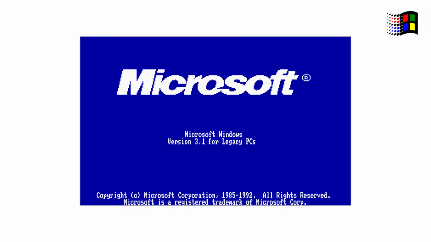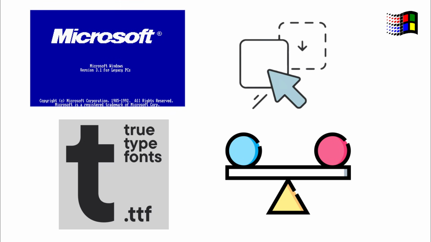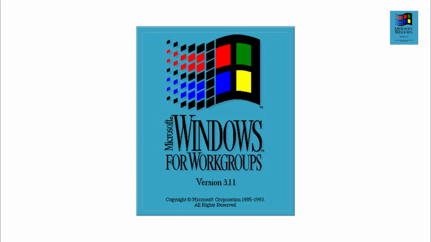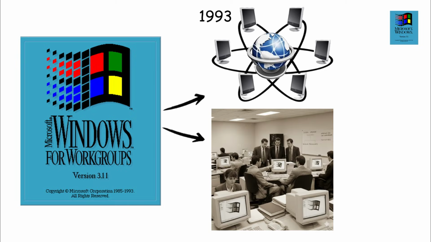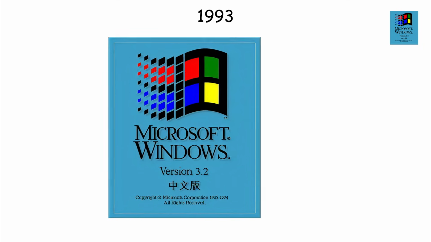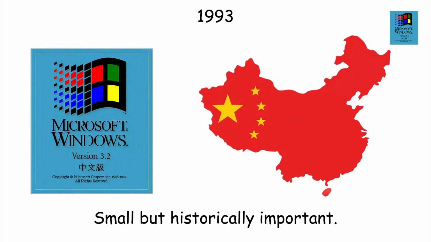Windows 3.1, 1992. TrueType fonts, drag and drop, and massive stability upgrades. This is where Windows felt real. Windows 3.11, 1993. Networking capabilities added, businesses start taking Windows seriously. Windows 3.2, 1993. China-only update to 3.1, small but historically important.